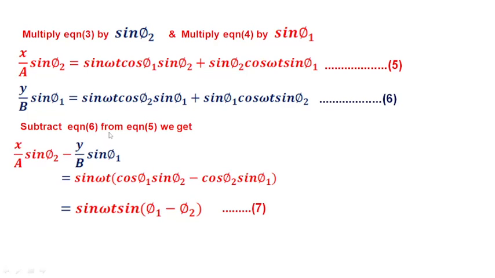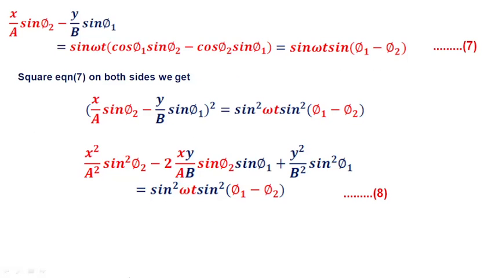Now subtract equation 6 from equation 5. We get x by a sine phi 2 minus y by b into sine phi 1, which is equal to sine of omega t into bracket cos of phi 1 into sine of phi 2 minus cos of phi 2 into sine of phi 1. This is equivalent to sine of phi 1 minus phi 2. Therefore, it is equal to sine of omega t into sine of phi 1 minus phi 2. This is, suppose, equation 7.